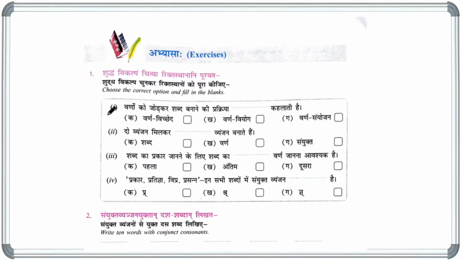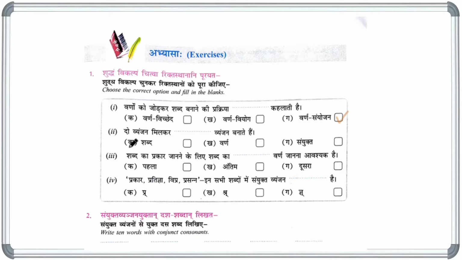The first question says: वर्णों को जोड़कर शब्द बनाने की प्रक्रिया डैश कहलाती है. Joining letters together to find a new word is called, in Sanskrit, what? Varna Vichhed is the first option. Varna Viyog is the second option. Varna Samyojan is the third option. The third option is the right option because Varna Samyojanam is joining letters together to find a word.